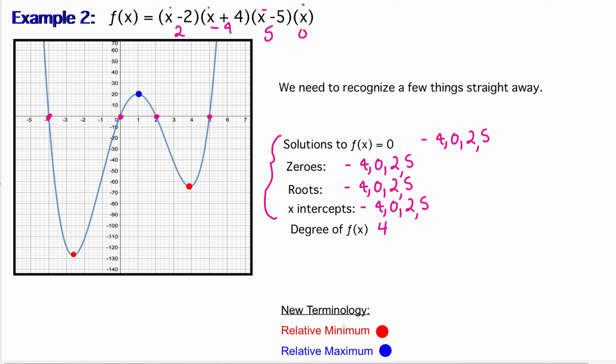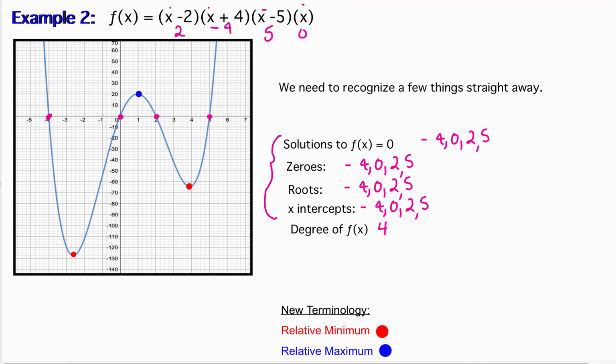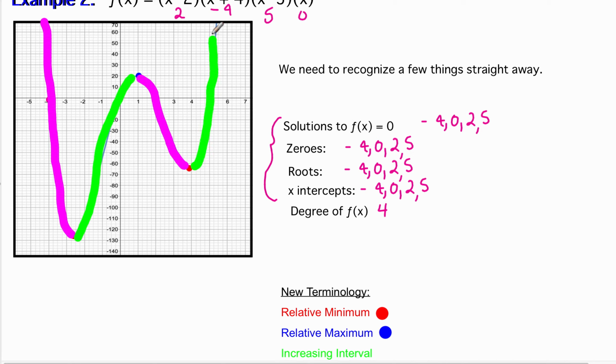Intervals. Well, once again, we have a, let's see, what color did I use here? Decreasing interval. Okay, so decreasing interval went from negative infinity, boom, all the way down to that red dot. Then we were increasing, boom, all the way up to that blue dot. Then we were decreasing, boom. Then we were increasing, boom. Oh, that looks kind of pretty.